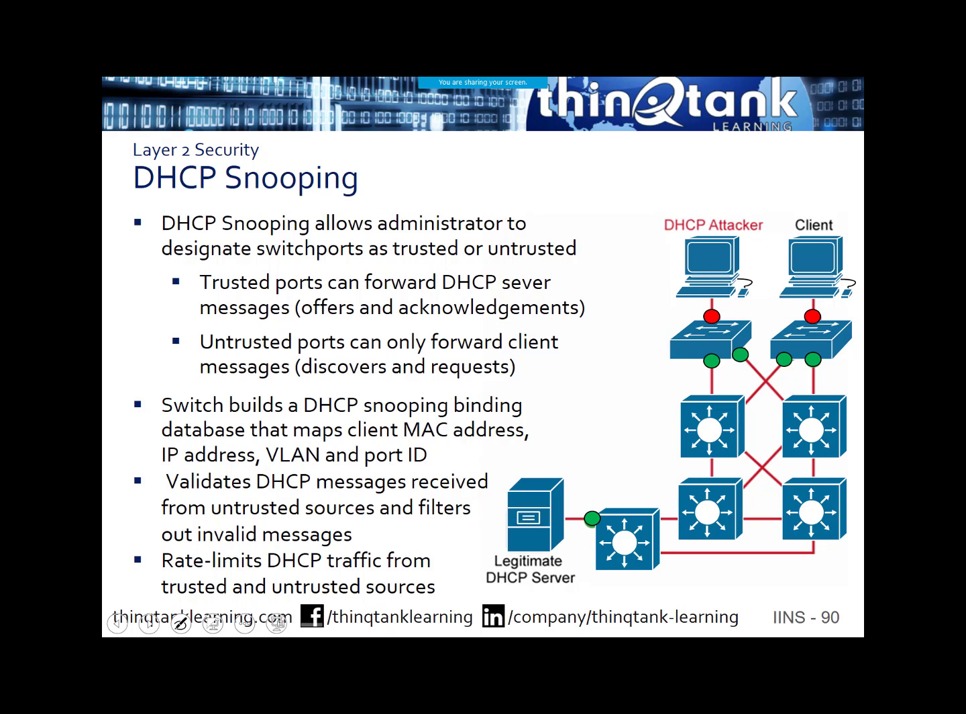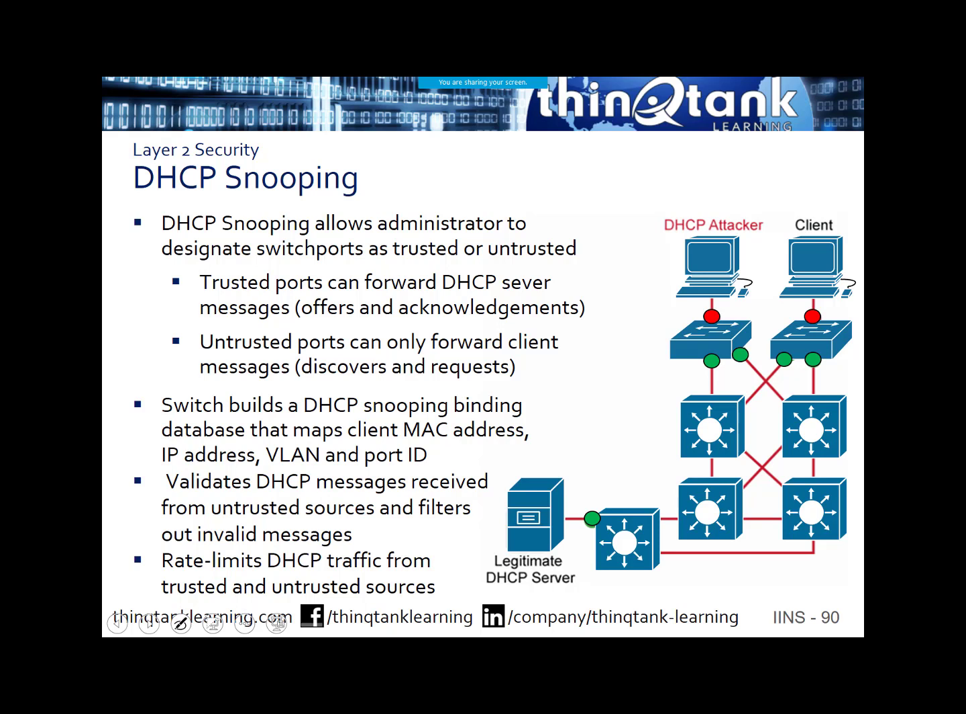What DHCP snooping allows you to do is identify what we call trusted and untrusted ports on the network. By default, when you enable DHCP snooping in your network, all the ports are untrusted. What that means is those ports cannot source server-based messages. They can't send offers, and they can't send acknowledgments. Untrusted ports can still send in discovers and requests, but an untrusted port cannot send offers or acknowledgments.